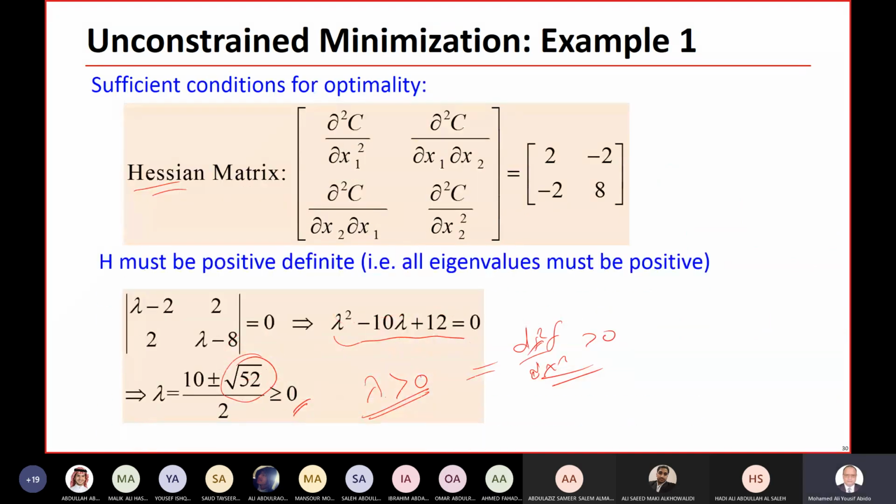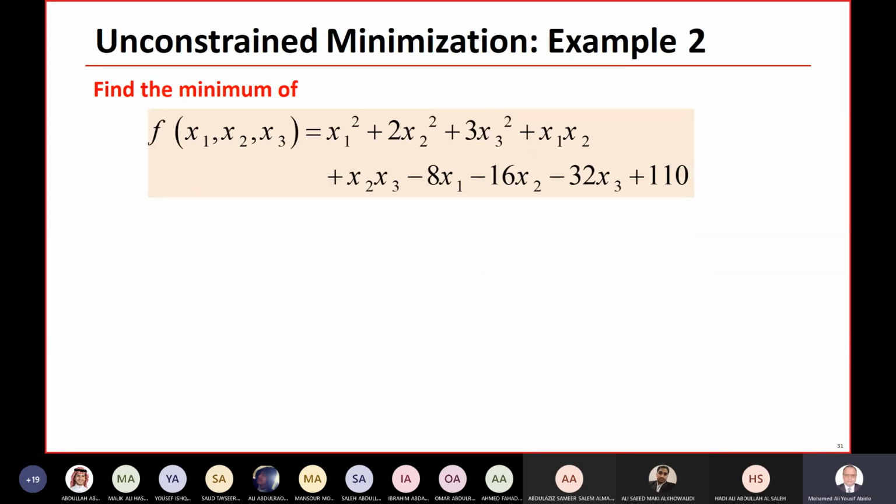So eigenvalues should be greater than 0 in order to have the minimum values. The stationary point is a minimum point. Let us expand the problem to have 3 variables, x1, x2, x3.